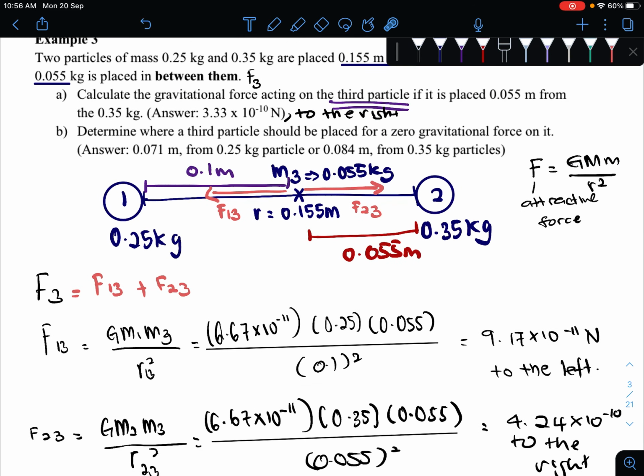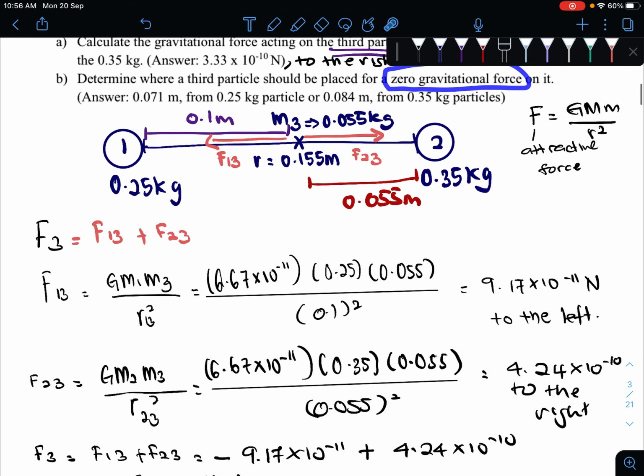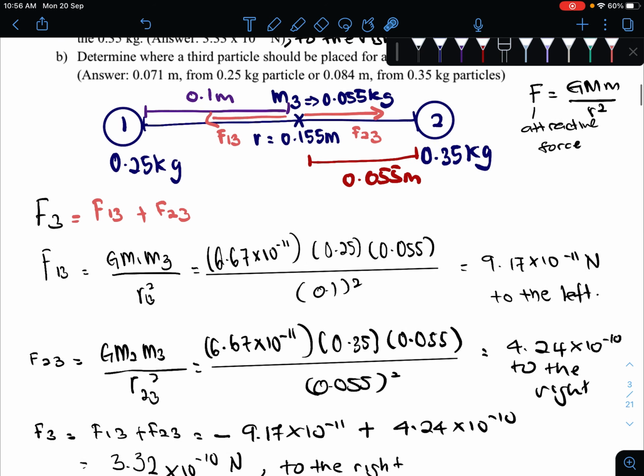Okay. So next, kita nak tengok pada example B dekat sini. Determine where a third particle should be placed for a zero gravitational force on it. Okey, dia kata tentukan di mana objek ketiga ini sepatutnya duduk supaya dia punya force dekat sini adalah kosong. Okey, sama saja macam kita buat soalan A tadi, di mana dalam soalan A kita dah tahu di mana duduknya objek M3 ini. Sekarang dia suruh tentukan dekat mana dia boleh duduk, apa jarak dia supaya kita dapat F3 ini sebanyak seperti kosong. The total force on F3 should be 0.